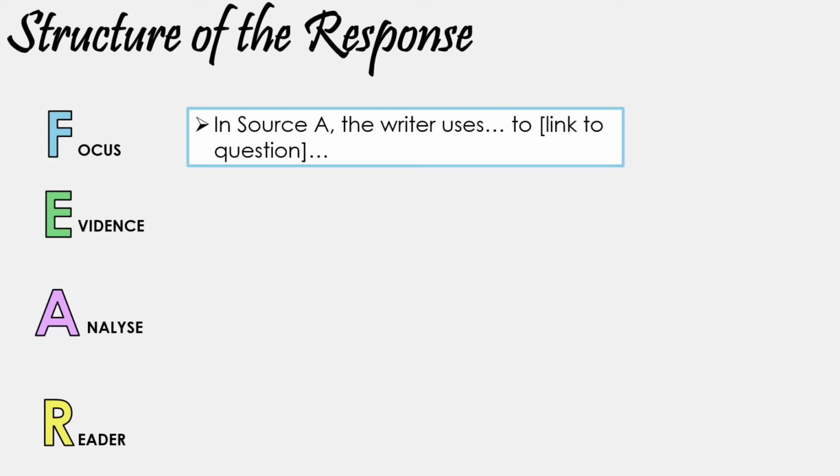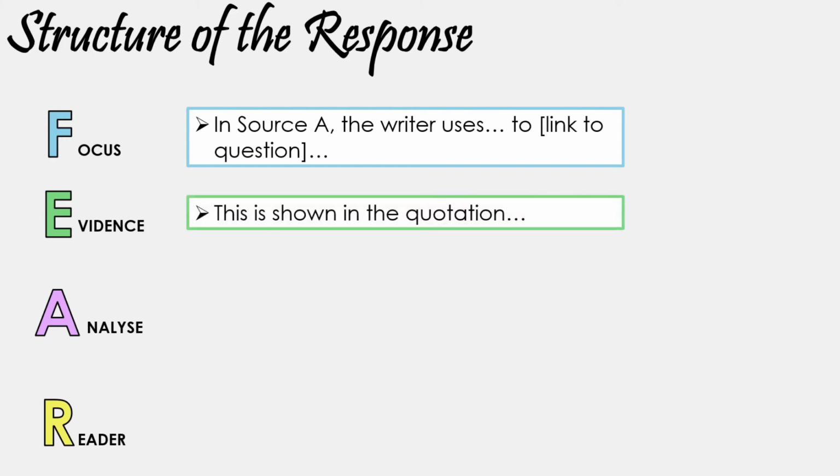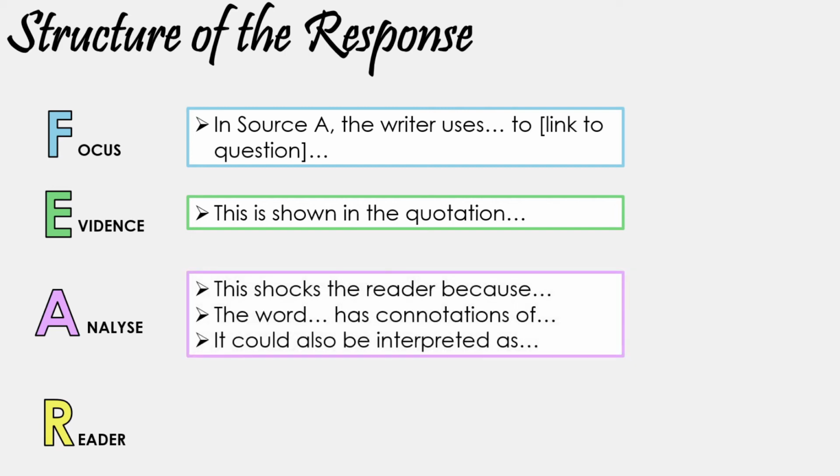So there, not only am I mentioning the technique, which is juxtaposition, but I'm also linking directly to the question. For evidence, state the quotation, or direct the examiner to the evidence. Bonus points if you can embed the quotation into your sentence. Next, you analyse the use of the language device. This is where you would explain how it links to the question. In the example that I just used, I would explain how the juxtaposition of evil and innocence shocks the reader and appeals to their emotions.